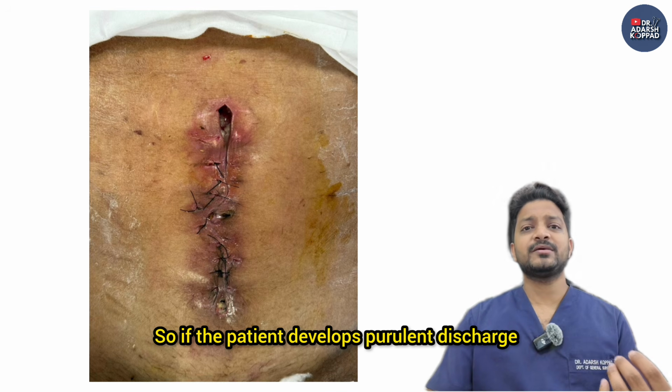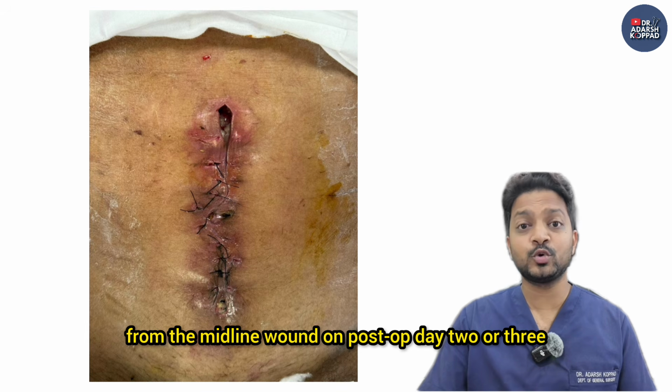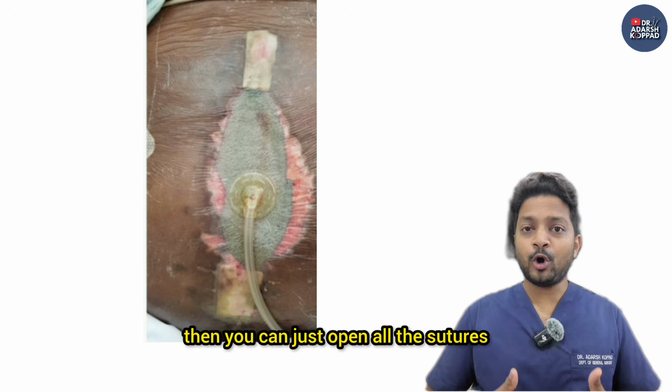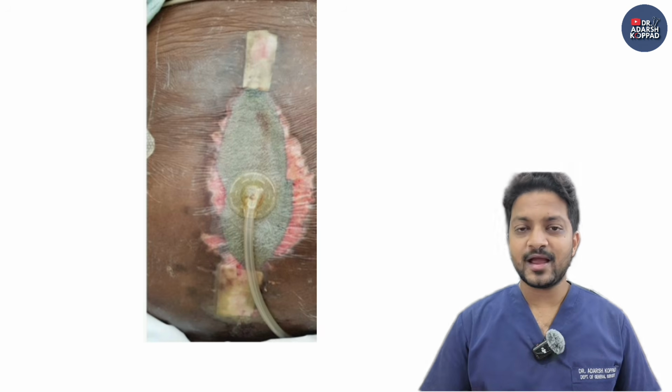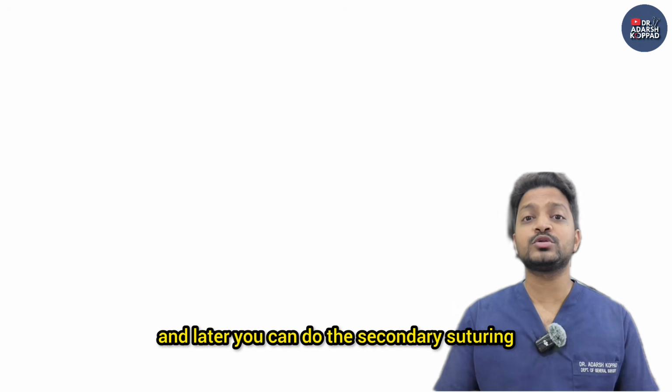So if the patient develops purulent discharge from the midline wound on post-op day 2 or 3, then you can just open all the sutures, give a thorough wash, and start negative pressure wound therapy for that wound, and it's going to heal excellently, and later you can do the secondary suturing.